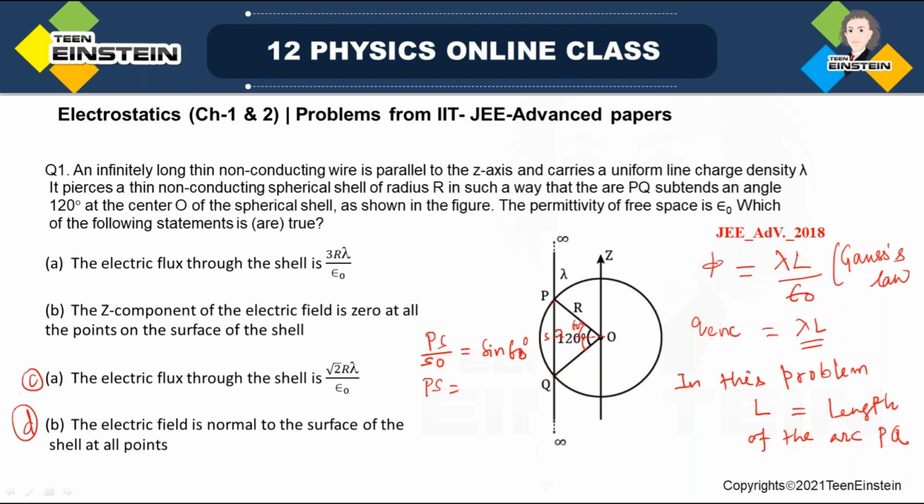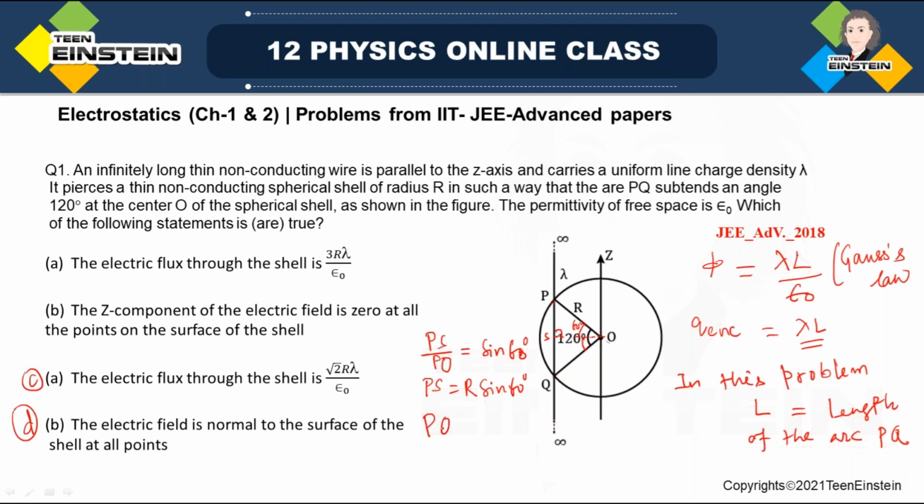Oh, I'm sorry, this is actually a little bit wrong. This should be PO, not SO. Sine theta means perpendicular by, PS by PO. This is PO. PO is actually R, PO, not PQ. So PS will be R sine 60 degree.